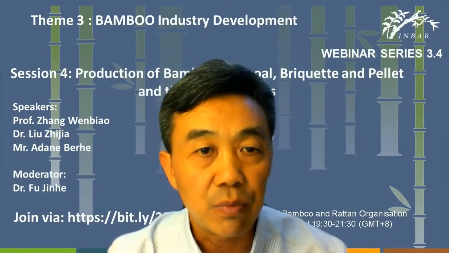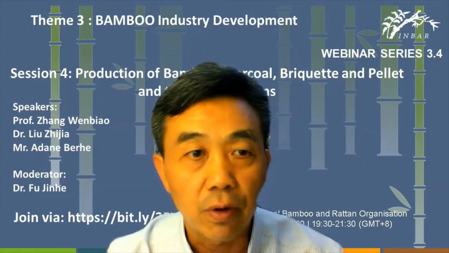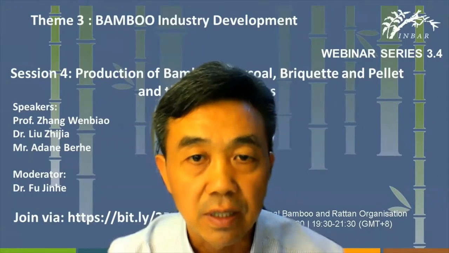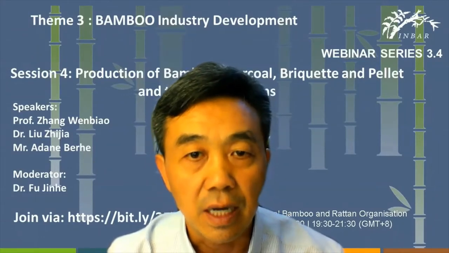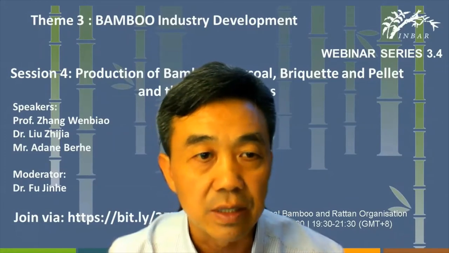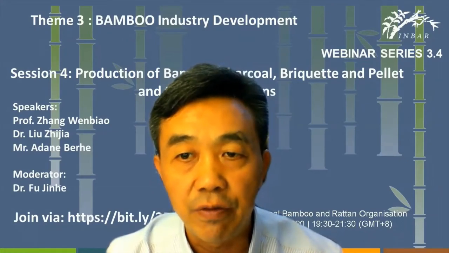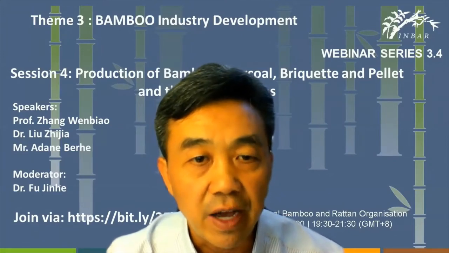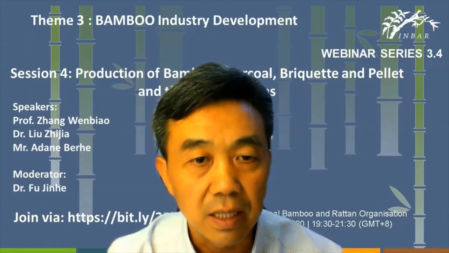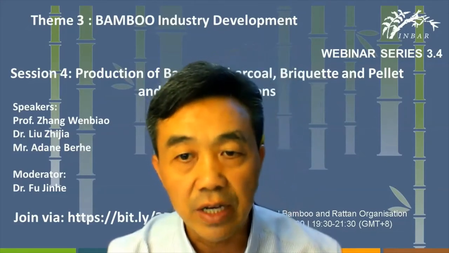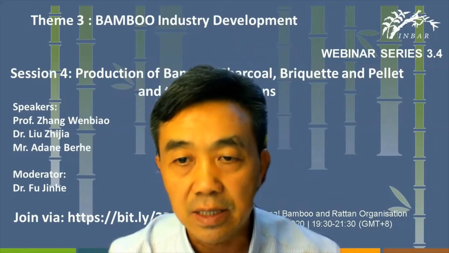The session title is Production of Bamboo Charcoal, Briquettes and Pellets and their applications. You know, bamboo charcoal can be an option of clean and renewable energy for rural communities in developing countries, where it can be processed with simple techniques and equipment. In Africa, there is a huge potential for bamboo biomass to substitute wood biomass to reduce deforestation and supply a number of energy products: bamboo firewood, charcoal, briquettes, combustible gases, and valuable byproducts like bamboo vinegar. This session will introduce the processing techniques for bamboo charcoal, briquettes, fuel pellets, and their application.